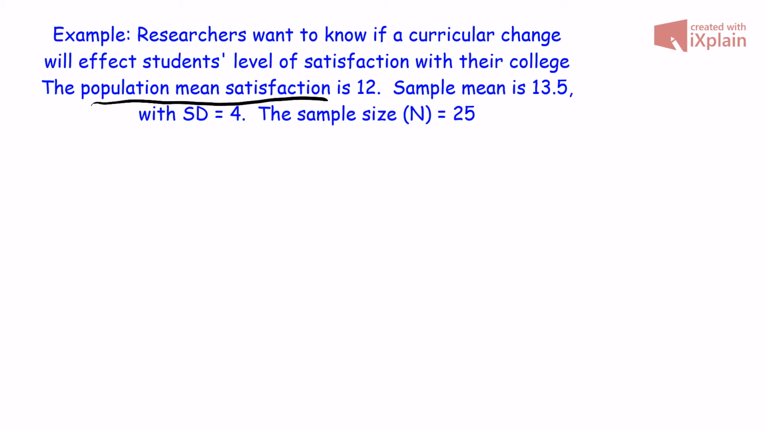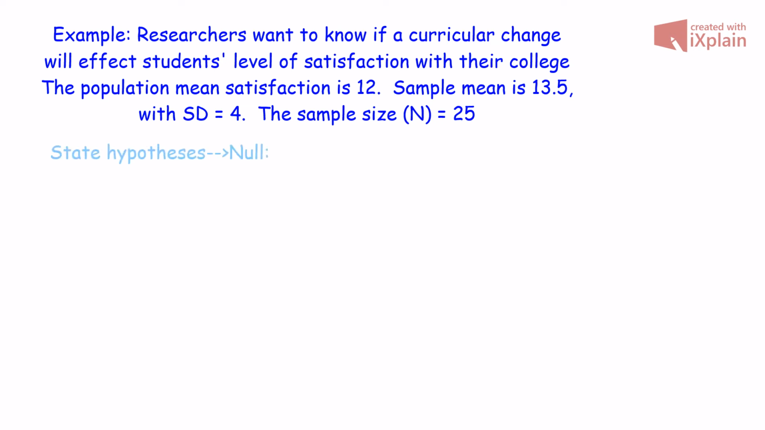That's mu. And the sample mean is 13.5. That's M. SD is the sample standard deviation. And N, of course, is the sample size. So those are all your givens.